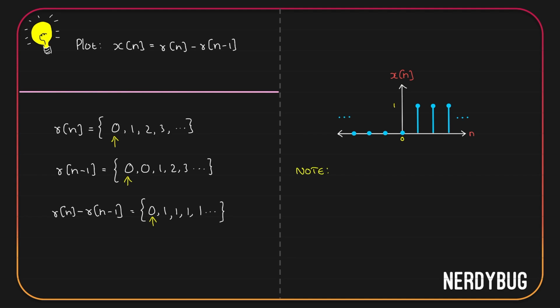You can see one thing from the graph. This x of n is nothing but u of n minus 1. It is u of n that has been shifted 1 unit towards the right.